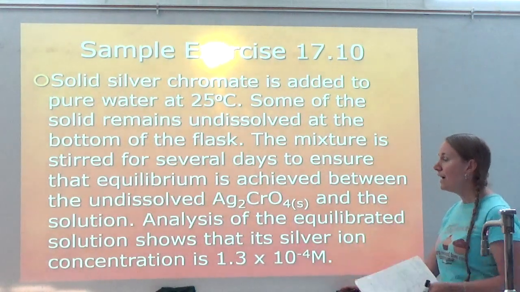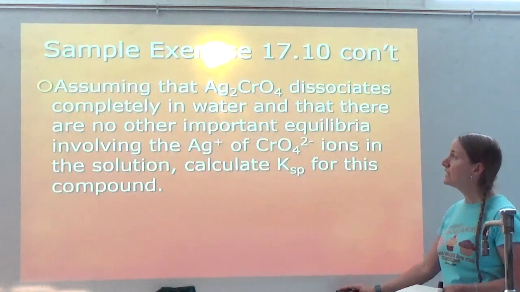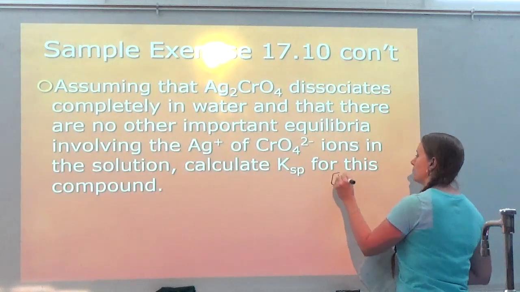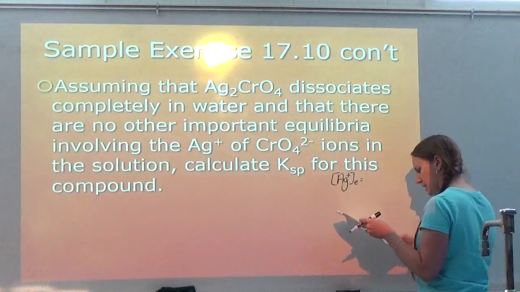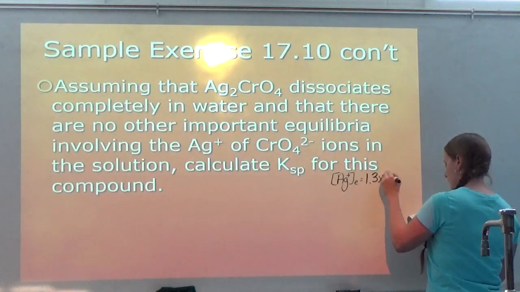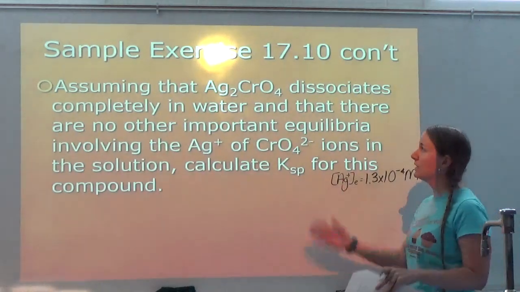Okay, so silver ion concentration at equilibrium is 1.3 times 10 to the negative 4 molar. So let me go ahead and write that down. My silver ion concentration at equilibrium is, what did I say? 1.3 times 10 to the negative 4 molar. All right, continuing the question.